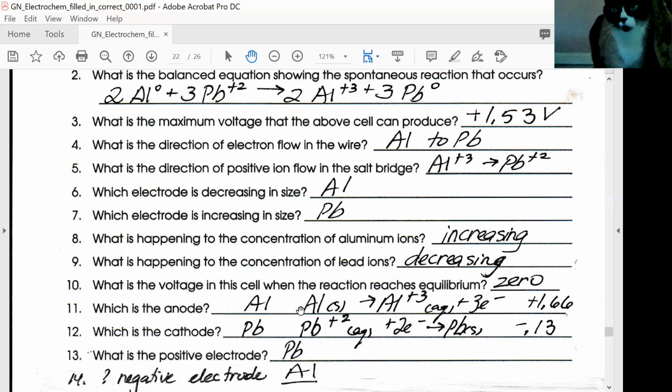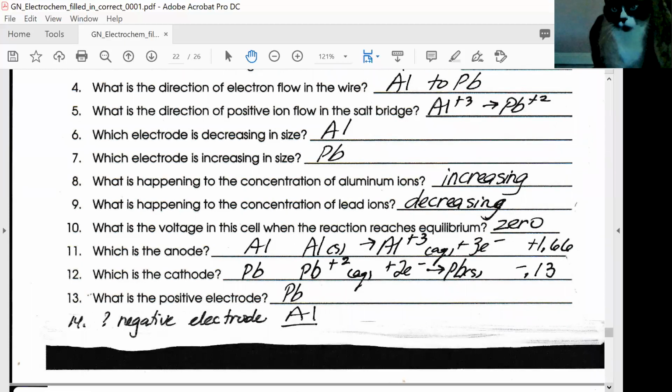So the anode is the aluminum going to aluminum +3 +3 electrons. And the cathode is a lead ion +2 electrons going to lead solid. So the positive electrode is the lead. The negative electrode is the aluminum.